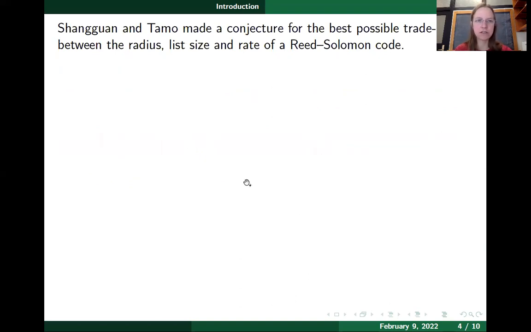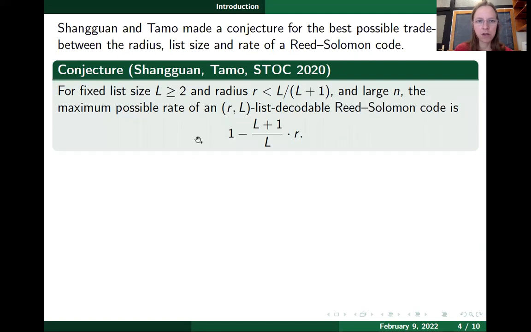Recently, Kwan and Tamo posed a conjecture for this best possible trade-off between radius, list size, and rate of a Reed-Solomon code. Their conjecture says that for fixed list size L at least 2 and radius strictly smaller than L over L plus 1, if n is large, then the maximum possible rate of an (R, L) list decodable Reed-Solomon code is 1 minus (L plus 1) over L times R.